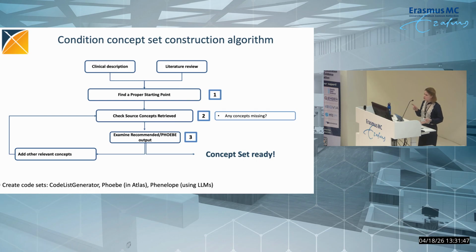And at the bottom of the screen, there are several tools that we use in OHDSI to create concept sets. Now I'm going to show you Phoebe, which provides recommendations in Atlas, but there are other tools as well. And if we wanted to do a concept set for rheumatoid arthritis, we would need to start somewhere.